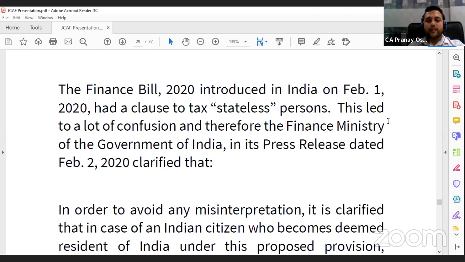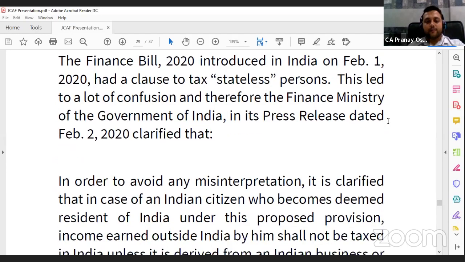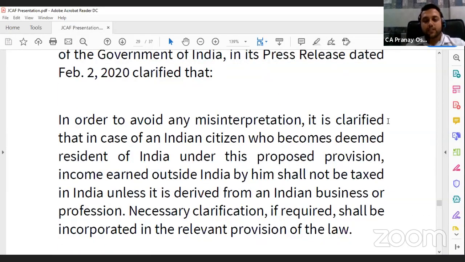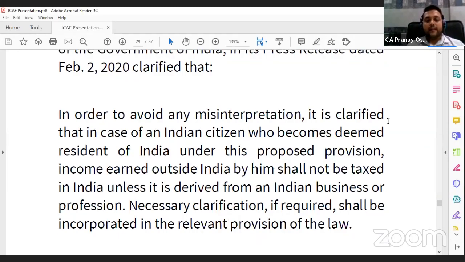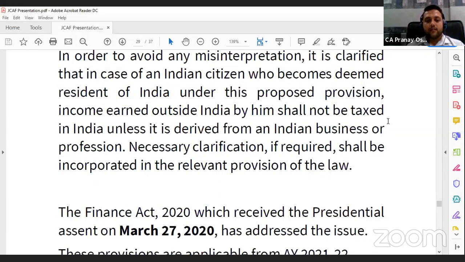The Finance Bill introduced in India on Feb 1, 2020 had a clause to tax the stateless person. This led to a lot of confusion, and therefore the Finance Ministry of the Government of India in its press release dated Feb 2 clarified that in order to avoid any misinterpretation, it is clarified that in case of an individual Indian citizen who becomes deemed resident of India under the proposed provision, income earned outside India by him shall not be taxed in India unless it is derived from an Indian business or profession. And as mentioned earlier, necessary clarification if required shall be incorporated in the relevant provision of law.